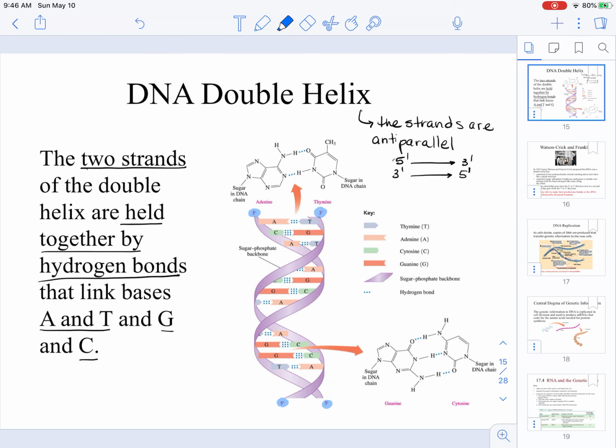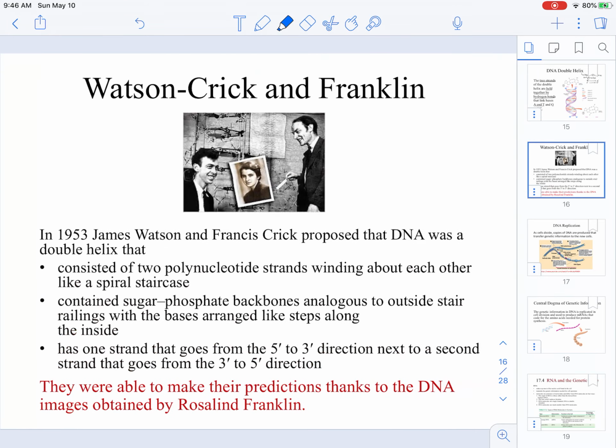Now, understand that when it comes to the structure of DNA, Watson and Crick were the ones that were awarded the Nobel Prize for determining the structure of DNA. But in reality, understand that there was another scientist named Rosalind Franklin that also made major contributions to understanding the structure of DNA. So this is the reality.